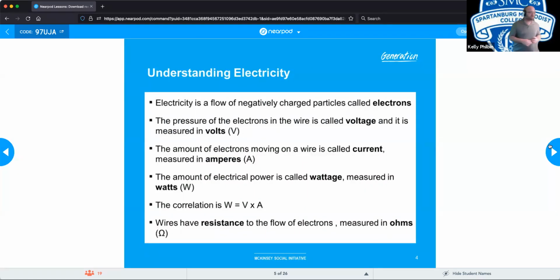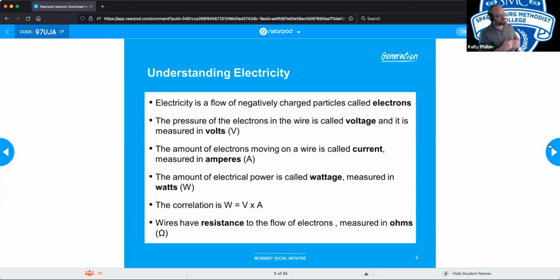Now, understanding electricity. We briefly touched on this in the intro to computers. Electricity in and of itself is a flow of negatively charged particles called electrons. The pressure, how they are being pushed through, is measured in voltage, or volts. And then the amount of electricity that is moving through the wire is called current, and we measure this in amps.